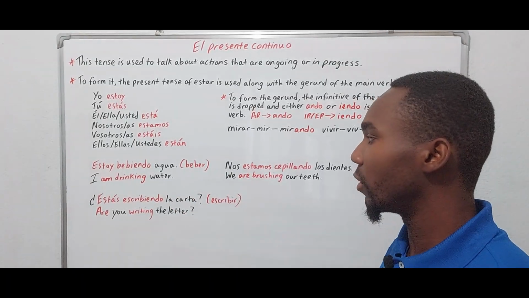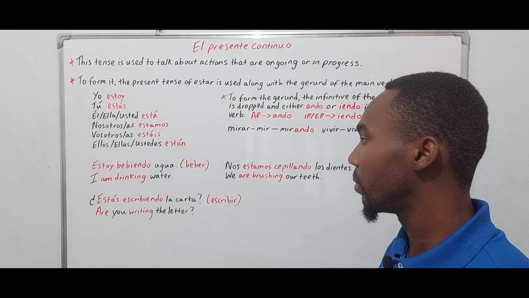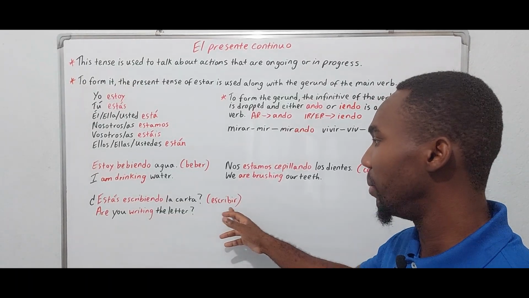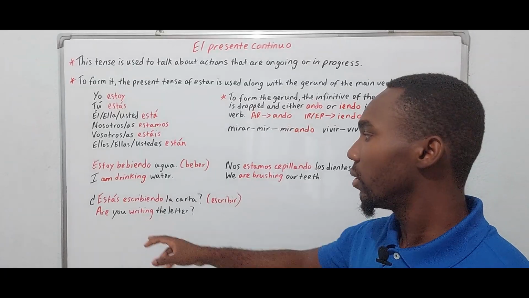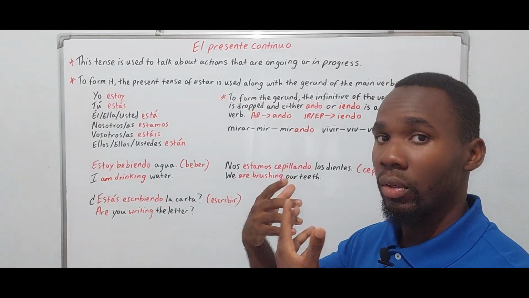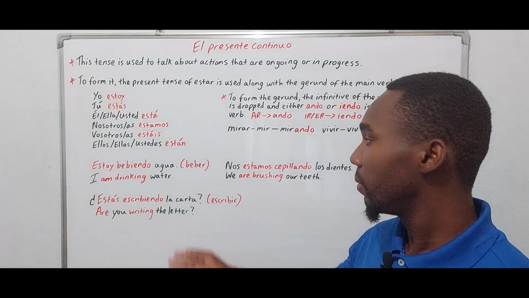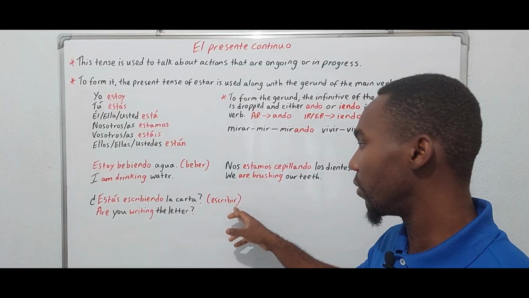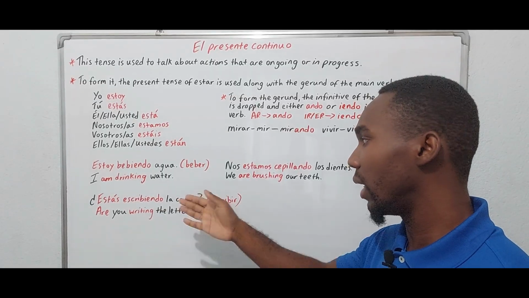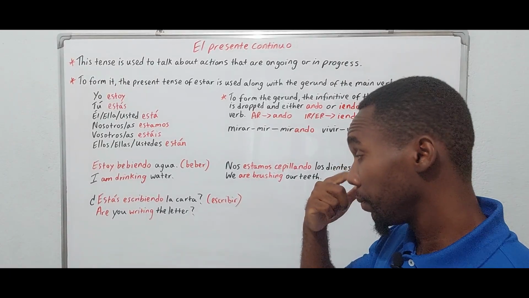We have an example of a question. ¿Estás escribiendo la carta? That comes from the verb escribir, to write. Estás, because we are talking to the second person singular. Escribiendo. IR verb, remove the ir and we add iendo, right? Are you writing the letter?